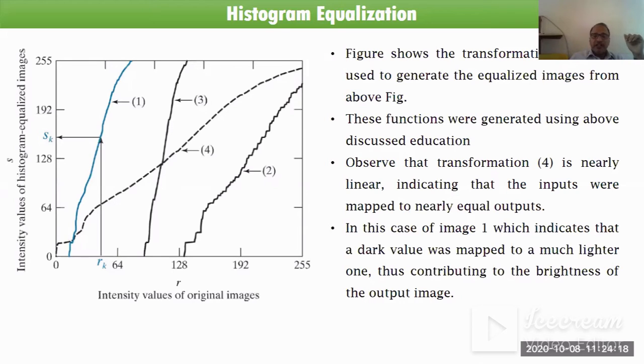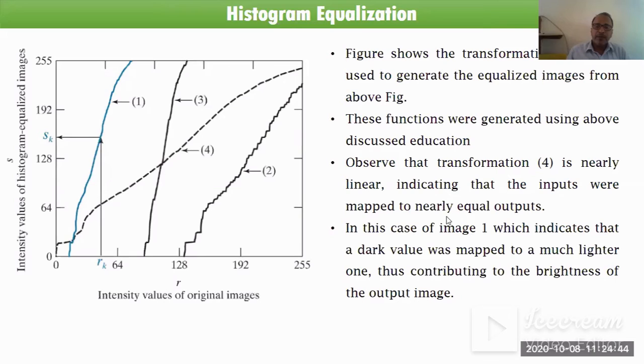Okay, so these are linear transformations which indicate that the input is mapped to nearly equal output. म्हणजे इनपुट व्हॅल्यूला नियरली आउटपुट व्हॅल्यू इक्वल आहे. म्हणजे समजा तिकडं 100 असेल तर इकडे सुद्धा 100 किंवा 105, 110 किंवा 90, 95 अशा पद्धतीने म्हणजे इक्वल आहे, ऑलमोस्ट सिमिलर आहे. So these are the linear images.